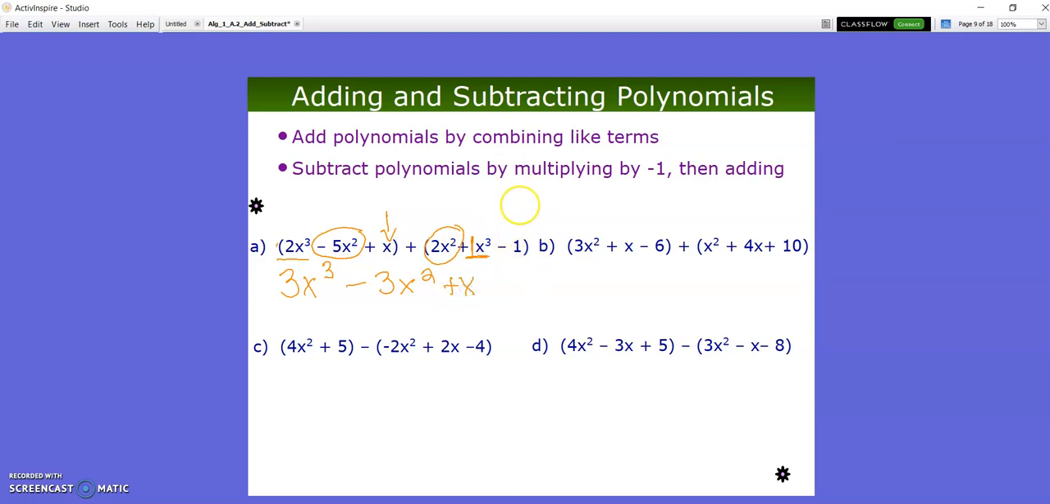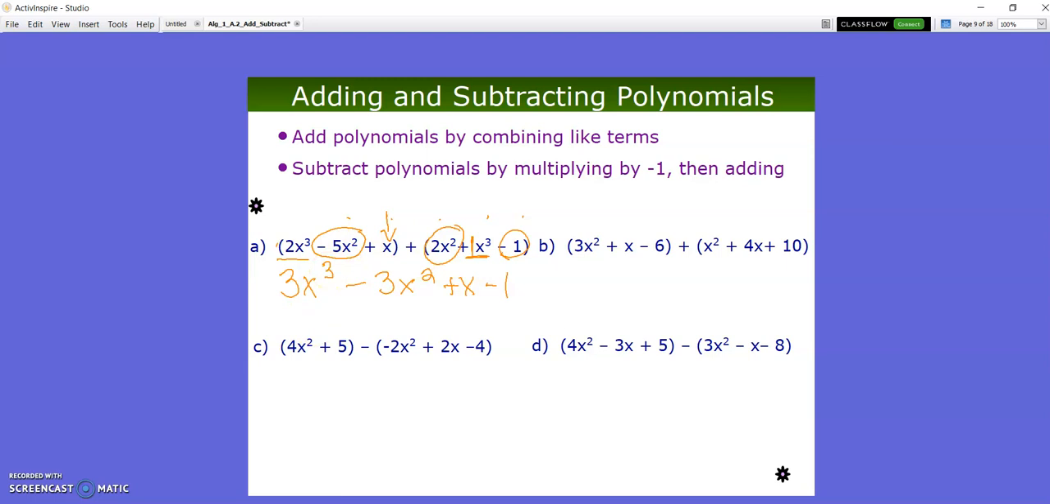And then lastly, and always at the end, if you have any, would be your constant, your plain old number. So that plain old number is right there, -1. So this is my final answer. It has 1, 2, 3, 4 terms. Instead of at the top, I had 1, 2, 3, 4, 5, 6 different terms, and I put them together to make a smaller polynomial.